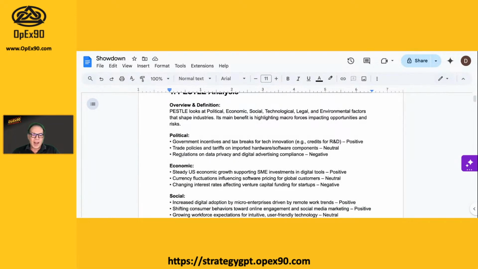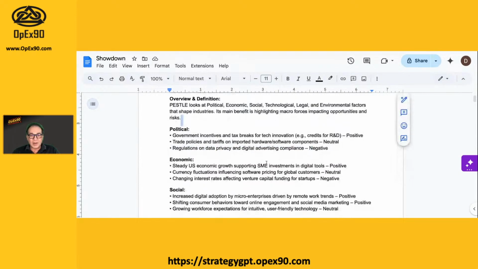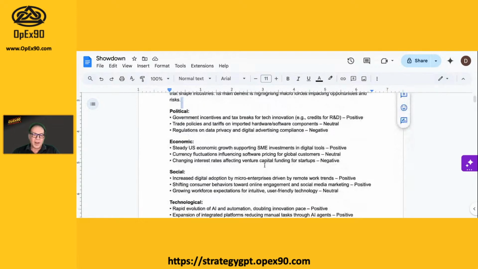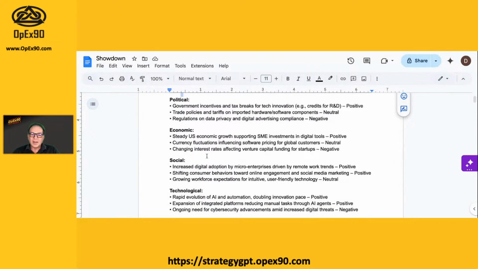So here we have regulations and data privacy, right? This is a big issue. In the state of Vermont, they want to pass a law that's very draconian about data privacy and digital advertising. Then the economic situation, right? They think that for this platform, we're talking about the industry, right?